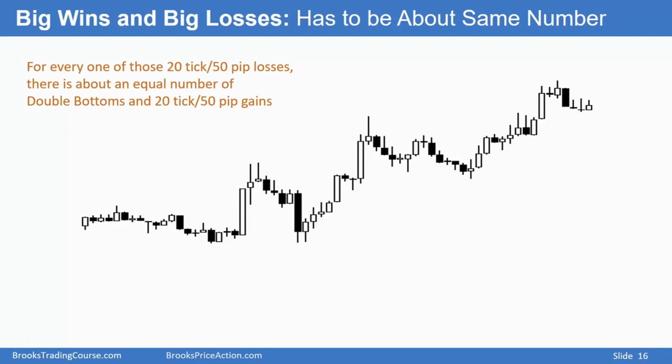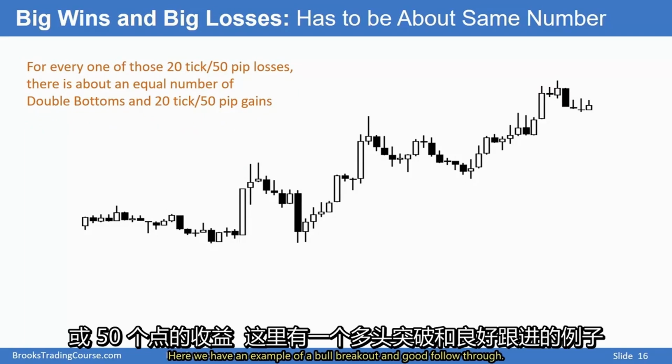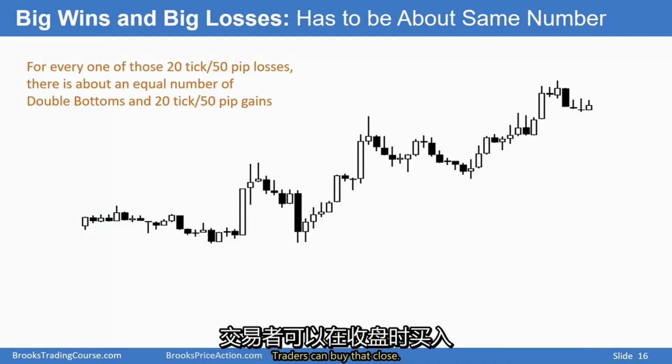For every one of those 20 tick or 50 pip losses, there is an equal number of double bottoms and 20 tick or 50 pip gains.